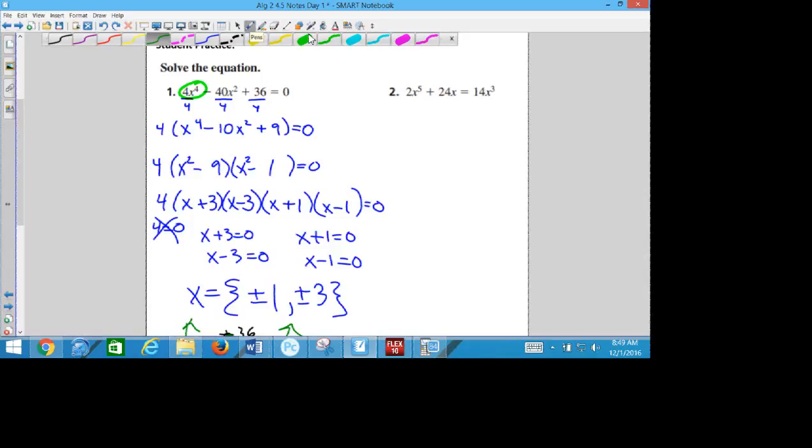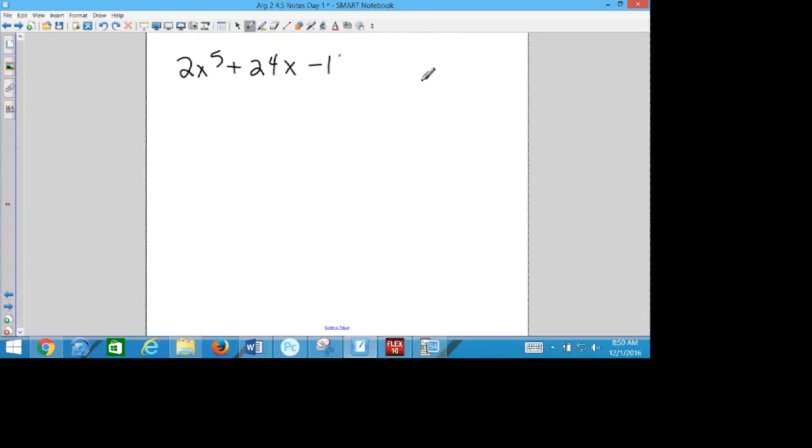All right, I'm going to put this one on a different sheet of paper because I wrote big. But what do we need to do first for this one? We need to make it equal to 0. So you need to make it equal to 0 so that you can solve by factoring. Is that how you would have written it? Is that how you did write it? I probably shouldn't have written it that way. What should I have done? 2x to the 5th minus 14x to the 3rd plus 24x.